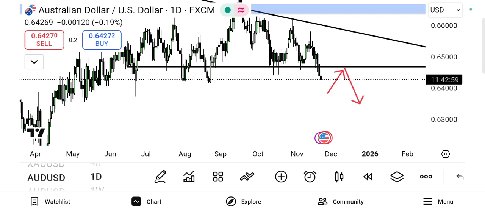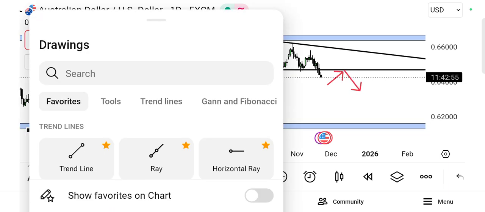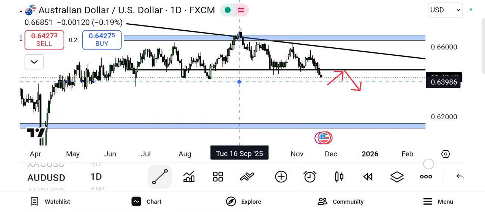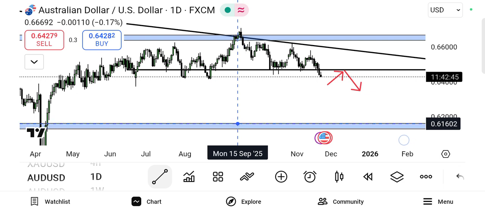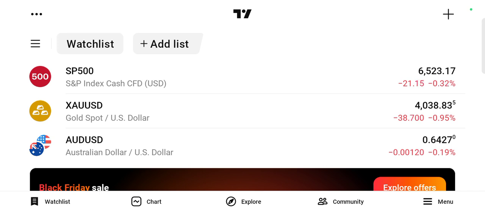AUD, on Australia USD. Australia USD is eyeing this zone. Comment please. It's eyeing, what's the number around here? 0.61602. That's where it's eyeing. Believe me or not, but that's what's going to happen. Now back to the rest of our peers. As I stated earlier, I said I'm going to be analyzing each of these pairs. You get me? Each of these pairs.